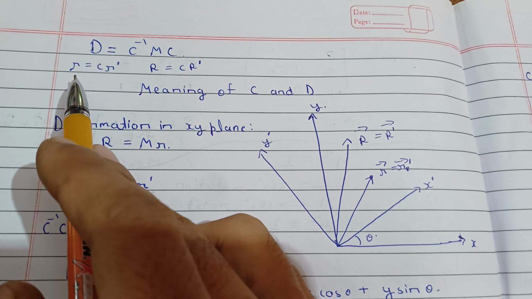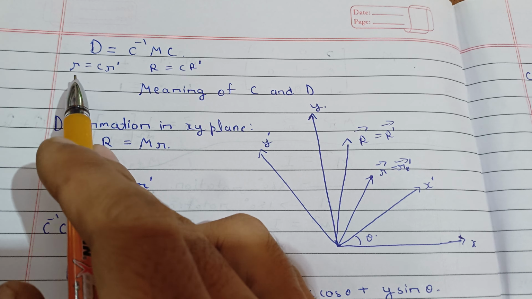Now we have this relation r dash to R dash in the x dash y dash plane. So D represents the simple transformation in this deformed plane, that is x dash y dash. Okay, r dash to capital R dash in the x dash y dash plane is represented by D, as r to R is represented by M in the xy plane. I hope this is clear to you, what is D and what is M and what is C.